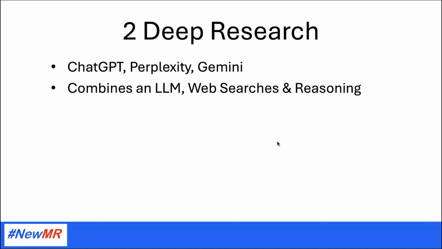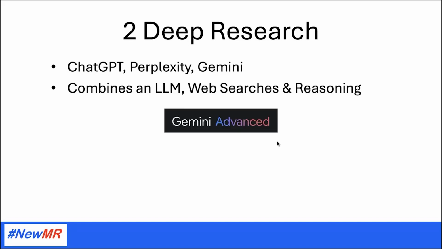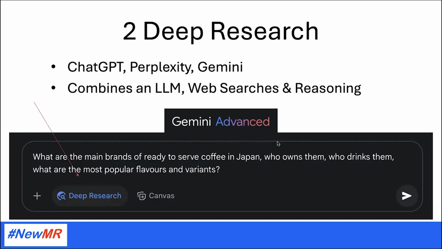It looks at the quality of its answer. It can change direction if necessary to give you a better answer. So let's have a look at using deep research in Gemini. I click on the deep research button, so it goes a nice blue in this interface.